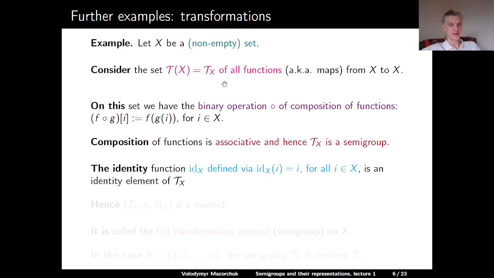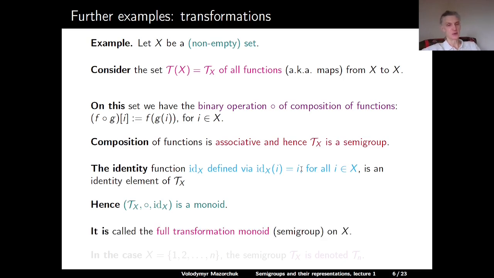Moreover, we have the identity function on X, which is defined in the following way. The identity on X applied to any element i of X gives us i, and this identity function is an identity element in the semigroup T_X. Therefore, T_X is in fact a monoid with identity, this identity on X. This monoid is called the full transformation monoid or the full transformation semigroup on X. In the case when X is the set 1, 2, and so on, n for some positive integer n, the semigroup T_X is usually denoted by T_n.